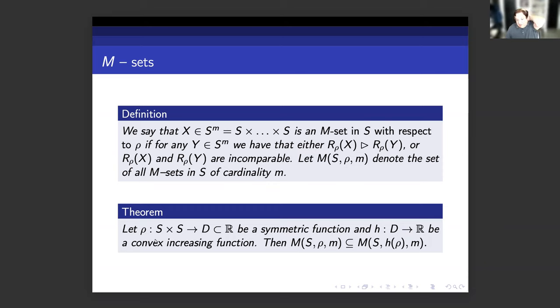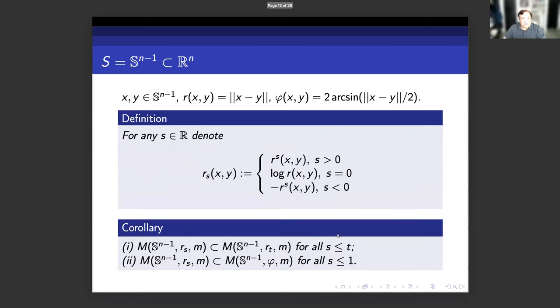So we have the first theorem, which is a technical theorem: can we change rho? What happens if you change rho? The theorem says, and it almost directly follows from the previous Karamata inequality, that if H is a convex increasing function, then the set of M sets with respect to rho is a subset of, or just coincides with, the set of M sets with respect to H of rho. It's a technical term, but we are going to use this theorem many times.